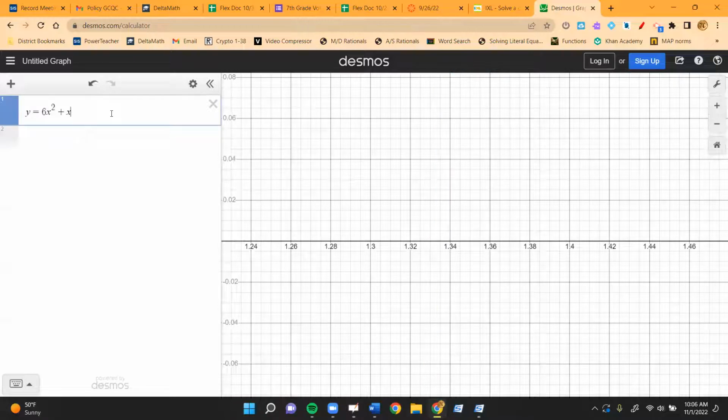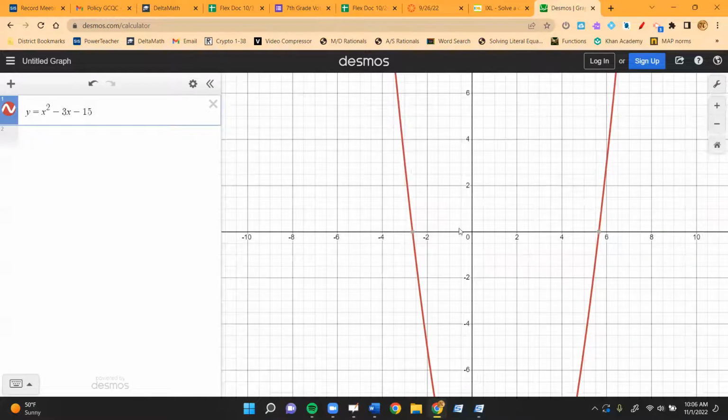Like this. And so I'm going to keep my Desmos open, and I'm going to graph one for you that purposely does not have nice answers. It's going to have some pretty ugly answers, and that'll give us a chance to learn something here. So let's do x squared minus 3x minus 15.